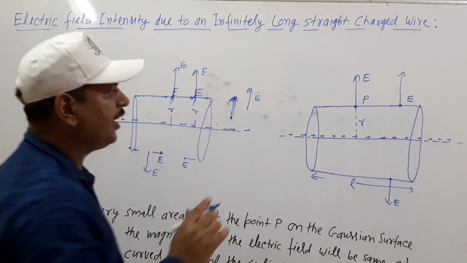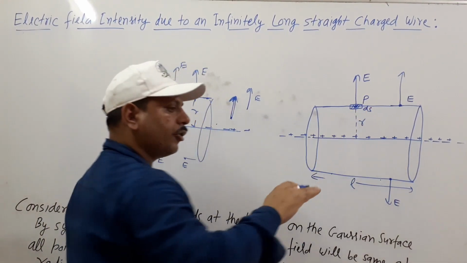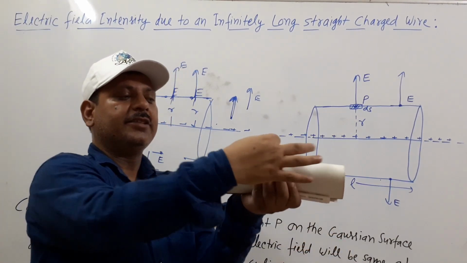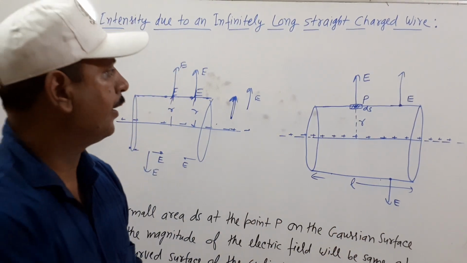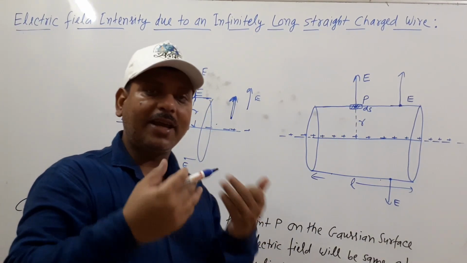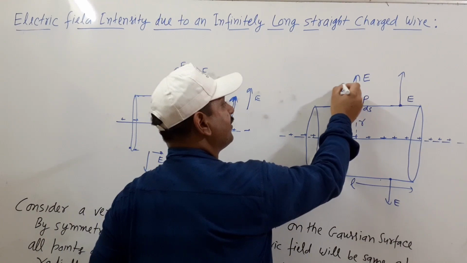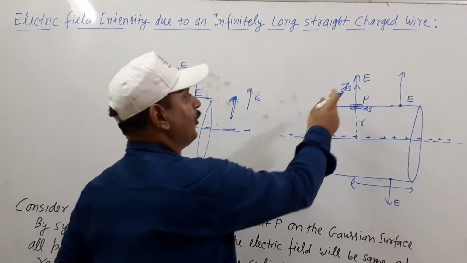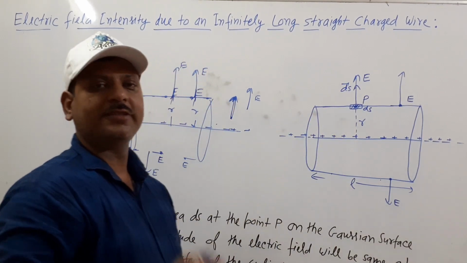Second thing, if we are considering a small area ds on the curved surface, see here, this is the curved surface. I am considering a small area. So what will be the area vector here? Area vector, I have told, magnitude will be the area, and direction of area vector is normal. So what will be the direction of vector ds? The vector ds is also perpendicular to the surface, that is also radially outward. So if you will see, E and ds will be parallel to each other at this curved surface.